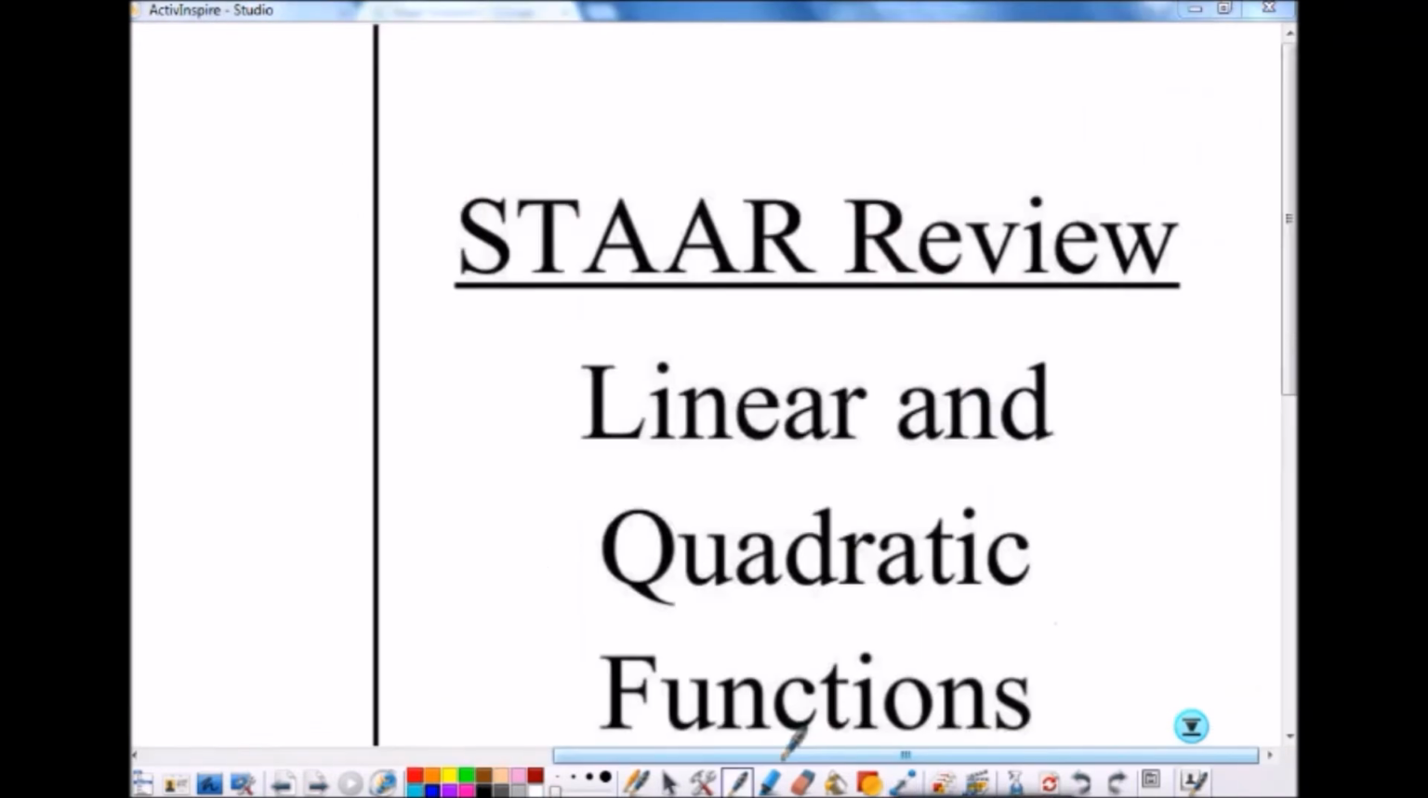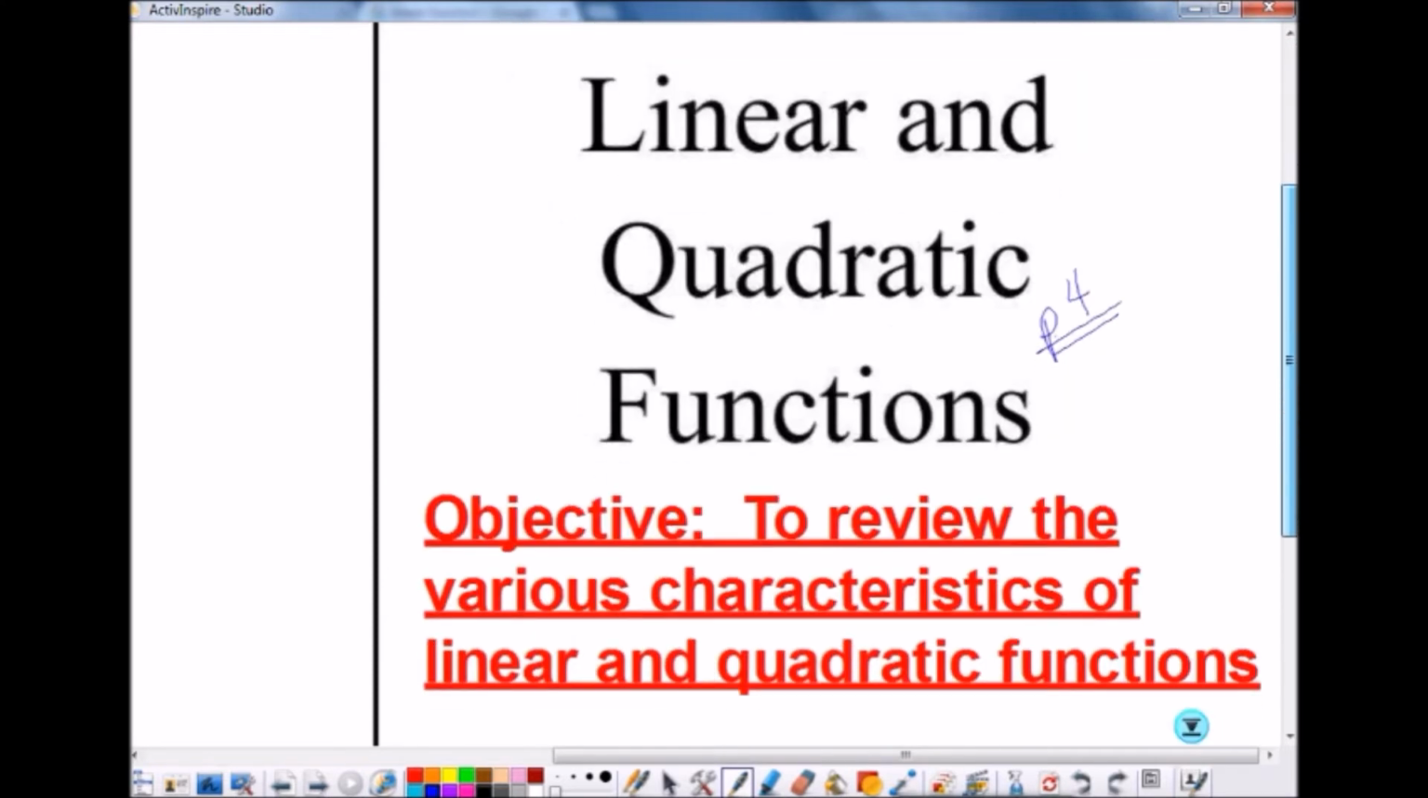This is your instructional video over your STAAR review, linear and quadratic functions. Today we will be looking in your booklet specifically at page 4. Remember, the objective is to review the various characteristics of linear and quadratic functions. Please review page 1, 2, and 3, and then we'll get to page 4 today.